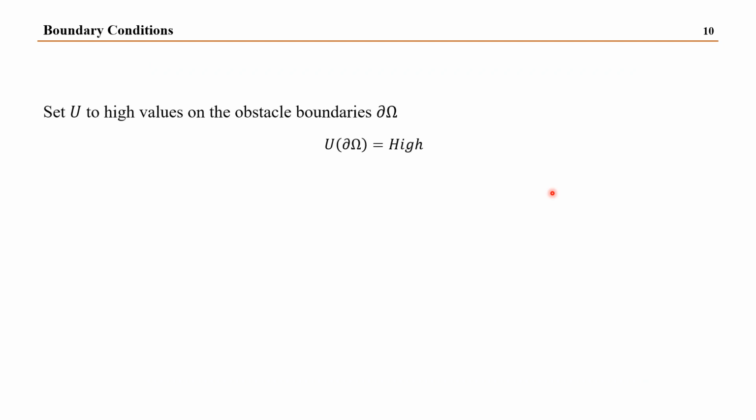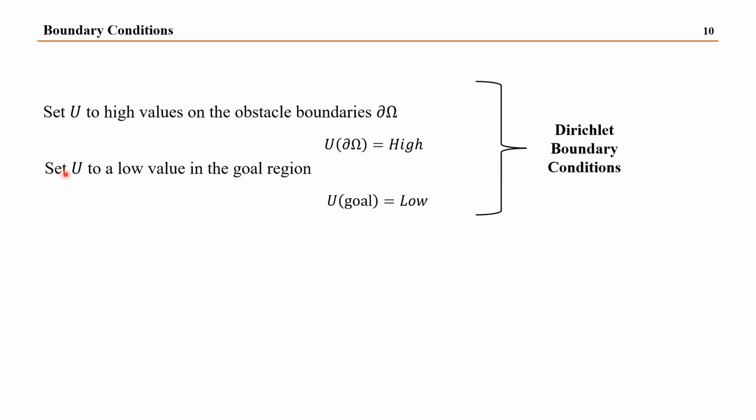So this leads to what we call Dirichlet boundary conditions, which is we set U to high values on the boundaries, and we set it to a low value in the goal region. And we set it to some mid value, okay, or we just solve for the potential function, and this will give us a function that has the highest value on the obstacle boundaries and has the lowest value, which is the local minimum at the goal, which in this case coincides with the global minimum.